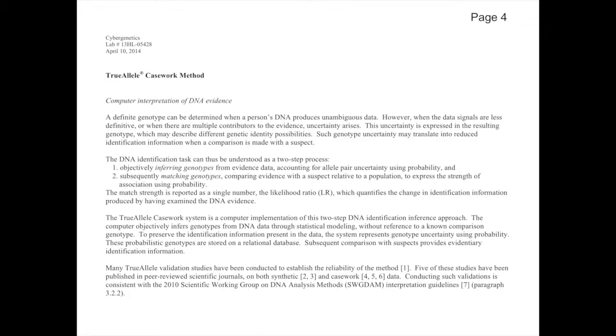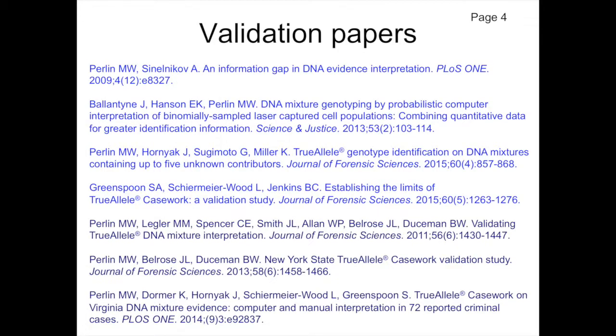If you can separate out a mixture into its component parts, you've made it just as easy as it was 20 years ago before you started looking at mixtures, because you're comparing one genotype to one genotype relative to random. We also have references in the bottom section, validation papers. The most important thing you can do in science is to show that your systems and methods work by testing them. You can test them with real data in forensics in 2 ways.